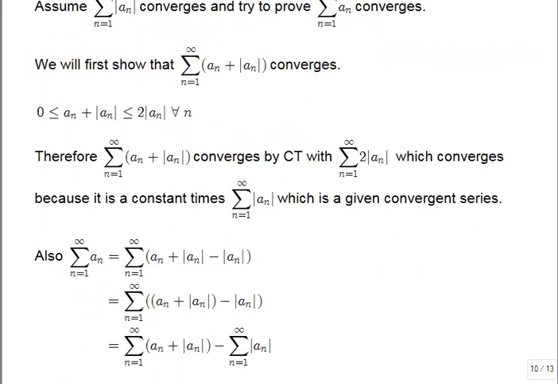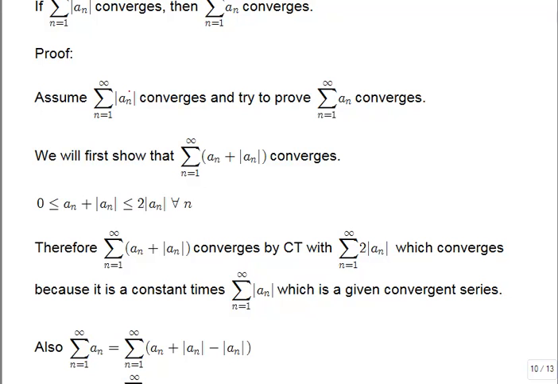First, what we're going to assume is that the absolute value of our sequence does converge, and we're going to try to prove that that means that the original series does converge, the one that has the positive and the negative terms. Now the way we're going to prove this is we're actually going to first show that the sum of a sub n plus the absolute value of a sub n converges.